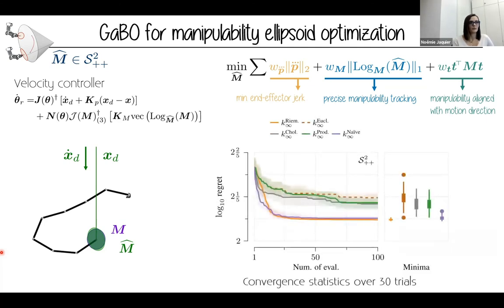In terms of convergence statistics, here is what we obtain over 30 trials. We have here in orange the Riemannian kernel, and in purple the naive generalization. And here you have the Euclidean and the Cholesky Bayesian optimization as shown previously. So you can see here that the Riemannian kernel is the one achieving the best convergence, also with the lowest variance, but the naive generalization is also not that bad in that case.